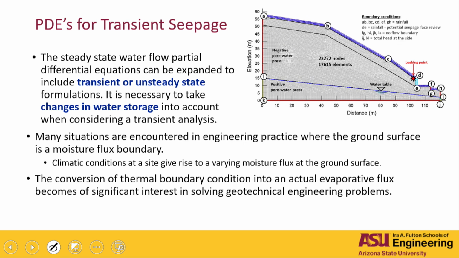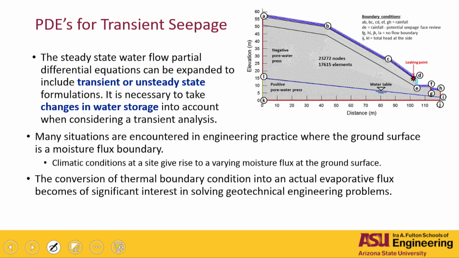When that happens, we now need to take into account not only the permeability function as a function of suction, but also what the storage capacity of your soil is, because you're going to be working with that over time. And that's when the soil-water characteristic curve comes into play again. Many situations are encountered where the ground surface is pretty much a moisture flux condition. You're going to have a transient flow.